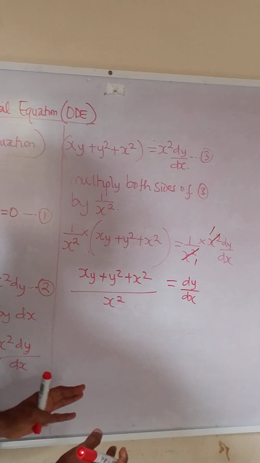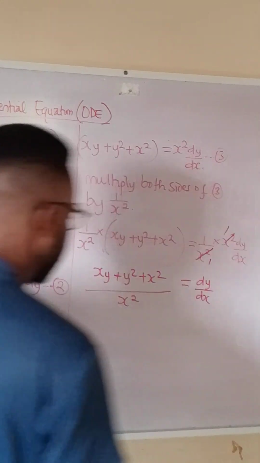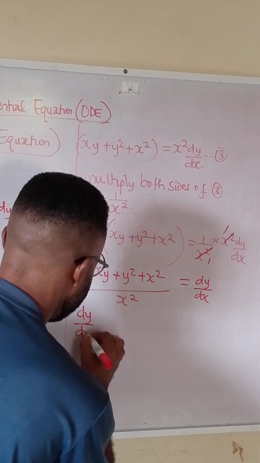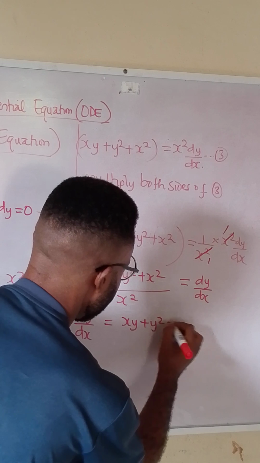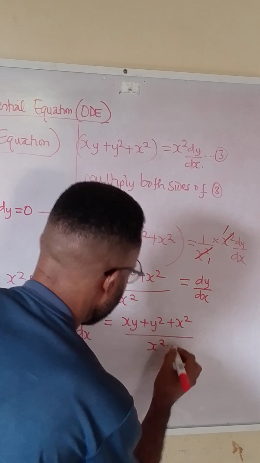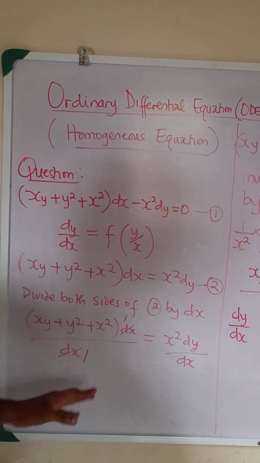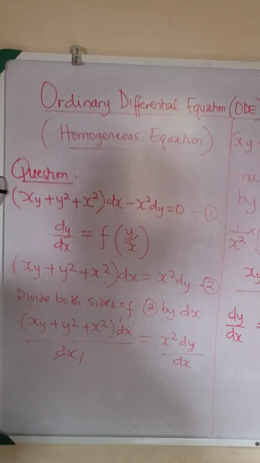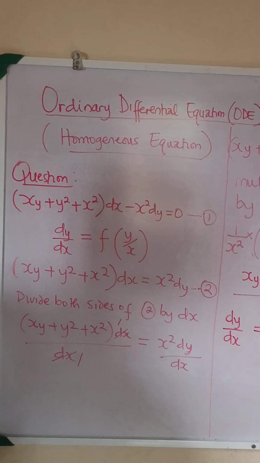For the sake of convenience, we can take this to this side and this to this side. So we'll have dy/dx equal to (xy + y squared + x squared) all over x squared. So we've been able to establish that dy/dx equals a function of y over x. We've at least gotten to this point, but we have to move further.